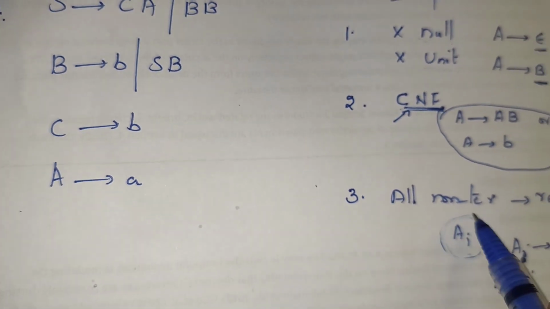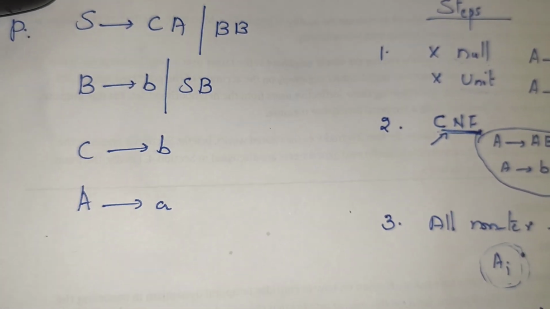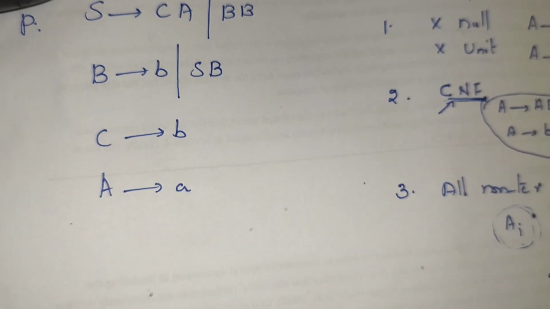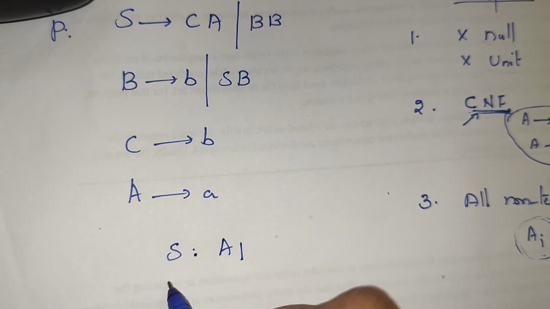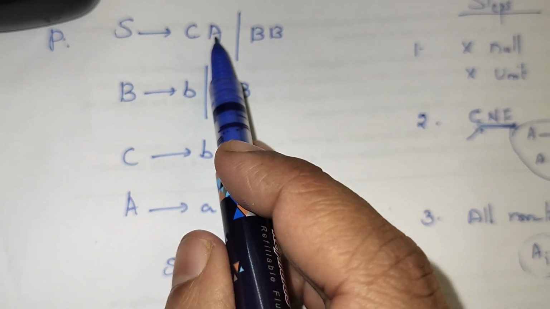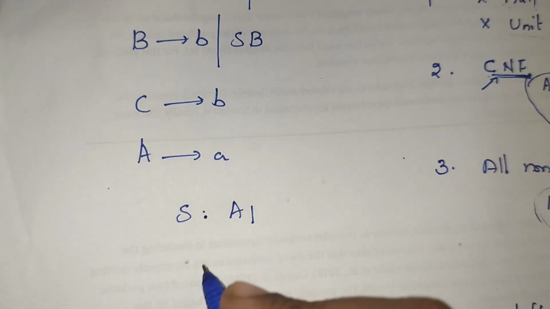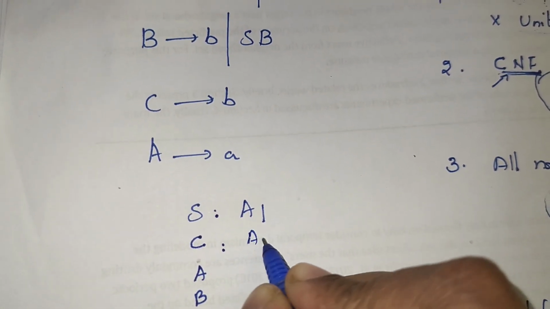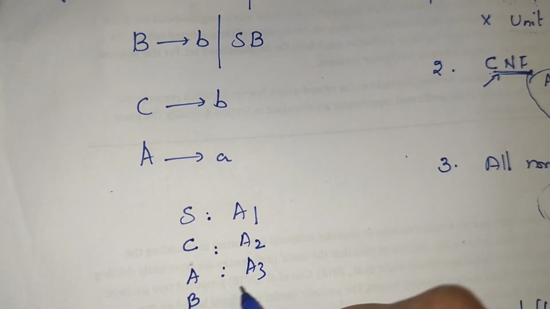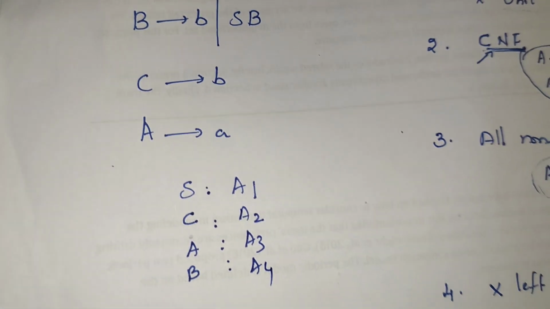Then next is to replace all the non-terminals with the new names in terms of Ai. So I am replacing S with the name A1. Next non-terminal is C, next non-terminal A, next non-terminal B. So S, C, A, B. For C, I am replacing with the name A2, A3 for A, and for B, I am replacing with A4.